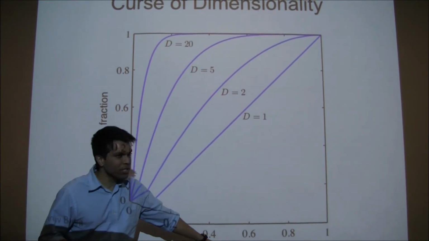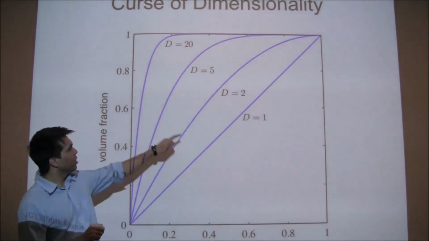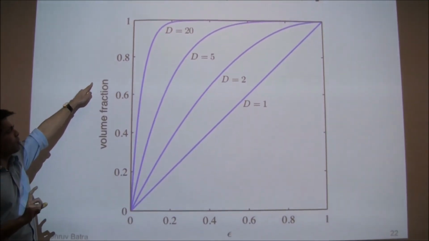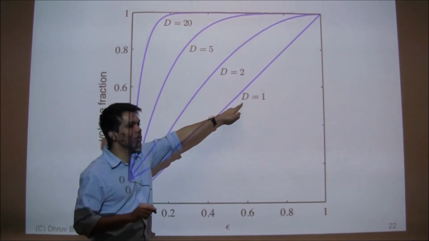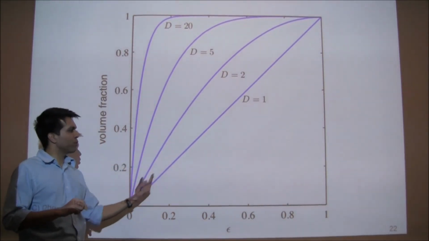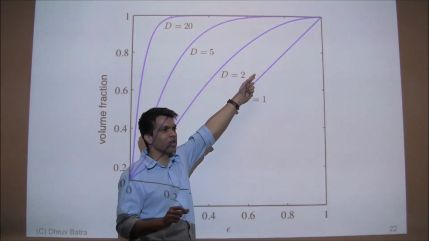On the x-axis here is that epsilon quantity that we were talking about, the size of the shell, the radius difference. On the y-axis is the volume fraction, the fraction that we were talking about. Dimension 1, so far so good, straight line. Right? This is where our intuition comes from, the straight line. As epsilon becomes larger, more and more volume exists in that shell, right?